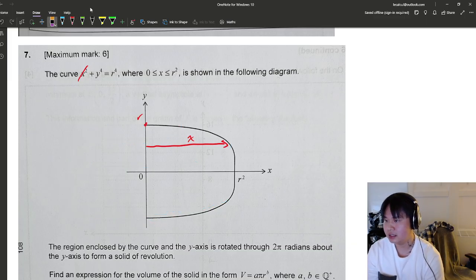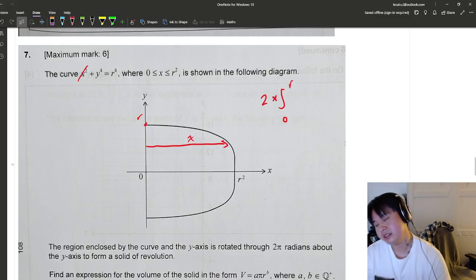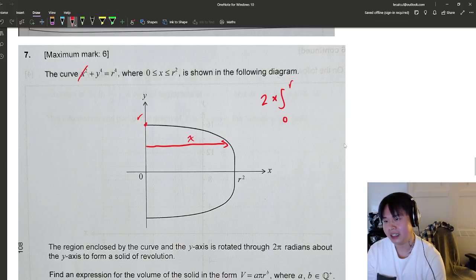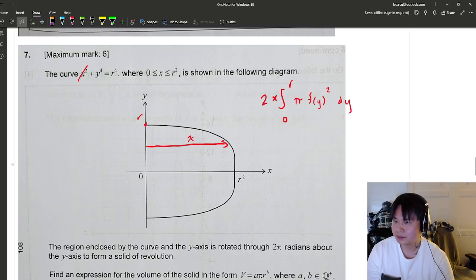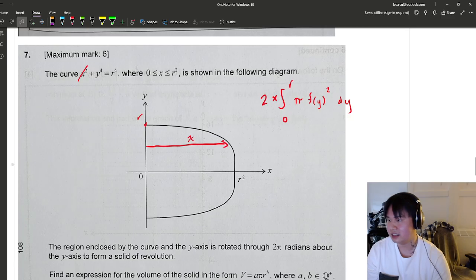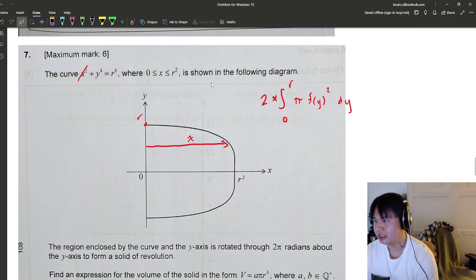Okay, I see. So we're going to integrate from 0 to r. We're going to multiply it by 2, so that gives you the bottom volume, because 0 to r is just the volume of the top part, but it's symmetric. And then it's pi r squared, so then this is f of y squared dy, something like this. Yeah, that looks right. Okay, so then we need to find the function in terms of y. Easy enough to do.